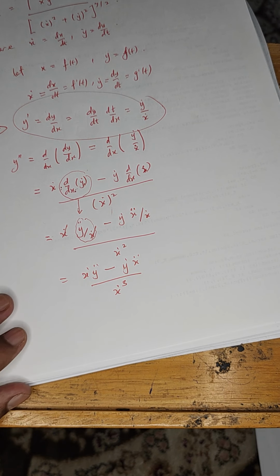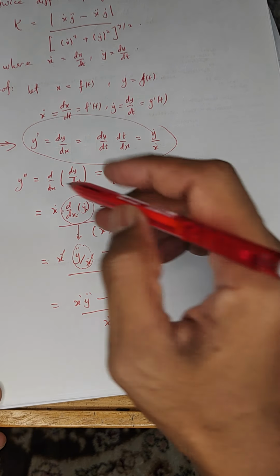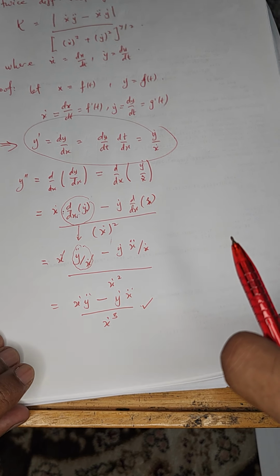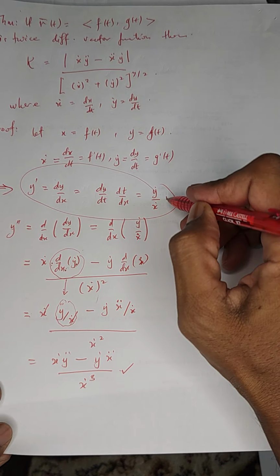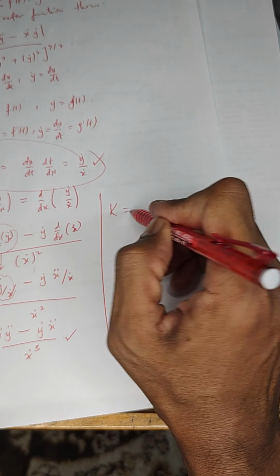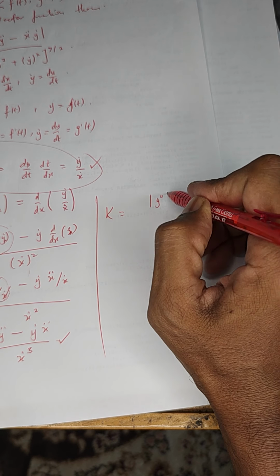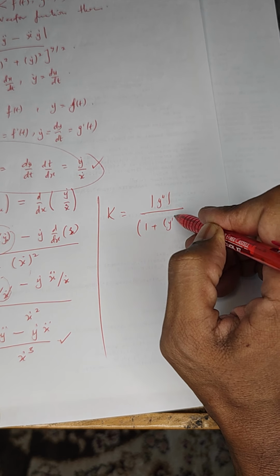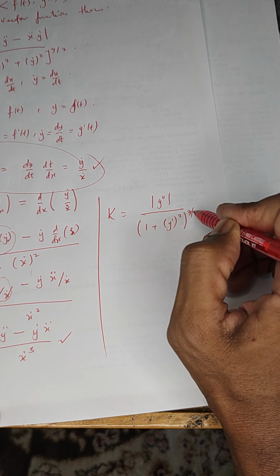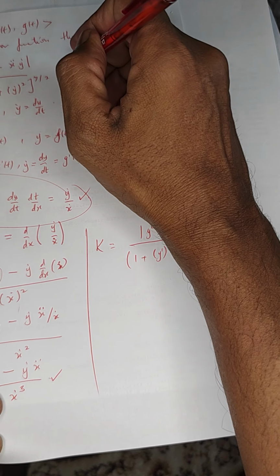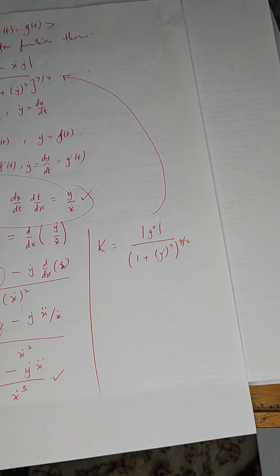Now we have y double prime and y prime. What you need to do is just substitute into our formula, y double prime over (1 plus y prime squared) to the power 3 over 2. If you substitute everything there, you get that.